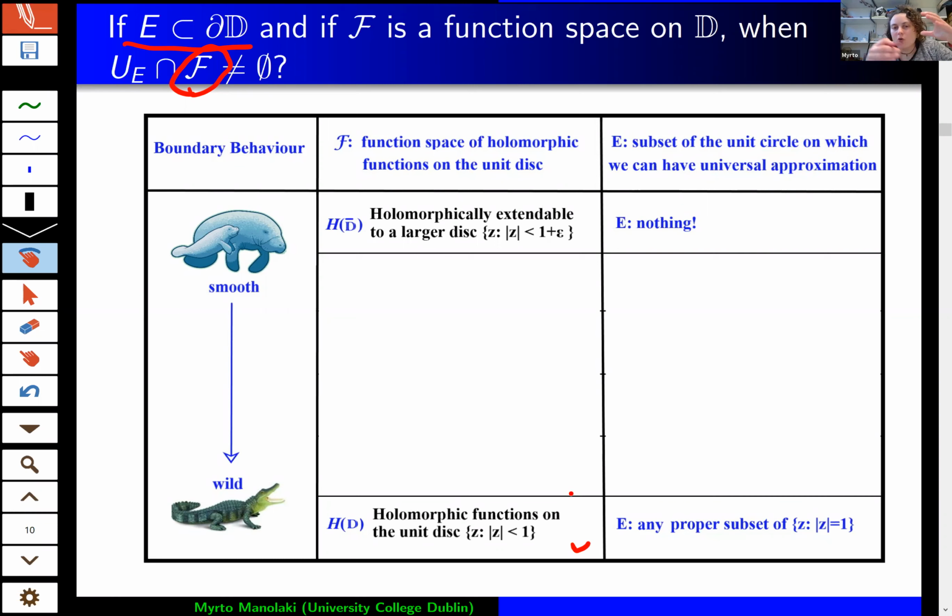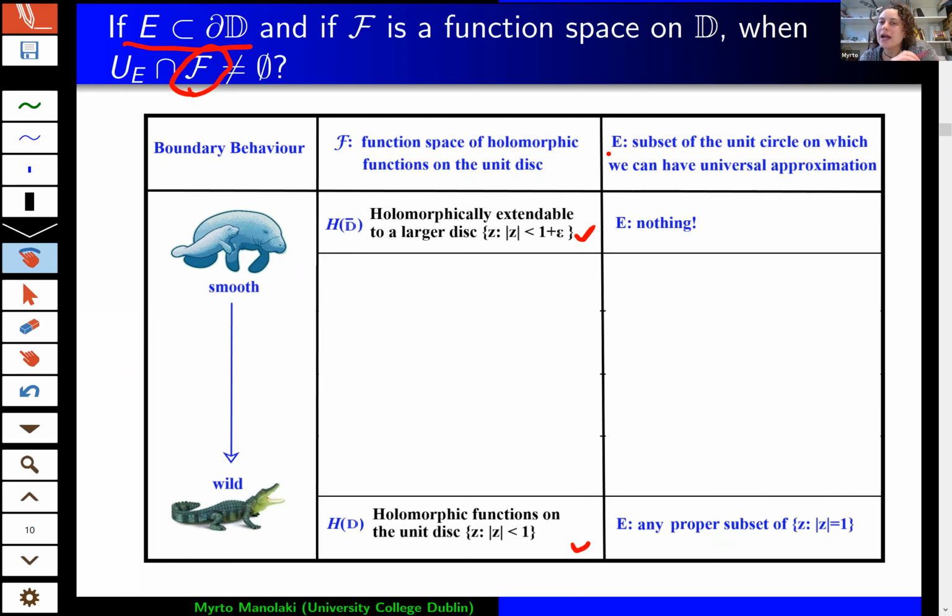And of course, this is a very, very small space, because it's very rare for holomorphic functions on the unit disk to be extendable holomorphically to a larger disk. So that's quite a small space.